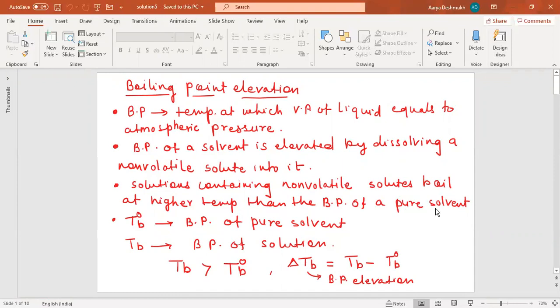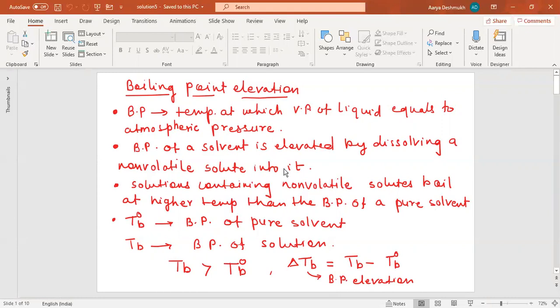In the earlier video, we have seen that there was a lowering in the vapor pressure due to the addition of non-volatile solute into the solvent, which forms a solution. It means that there was a decrease or lowering of the vapor pressure of the solution on addition of solute into the solvent. But exactly the opposite is happening with the boiling point. Means boiling point will be increased when you add non-volatile solute into the solvent, which results in the formation of a solution.